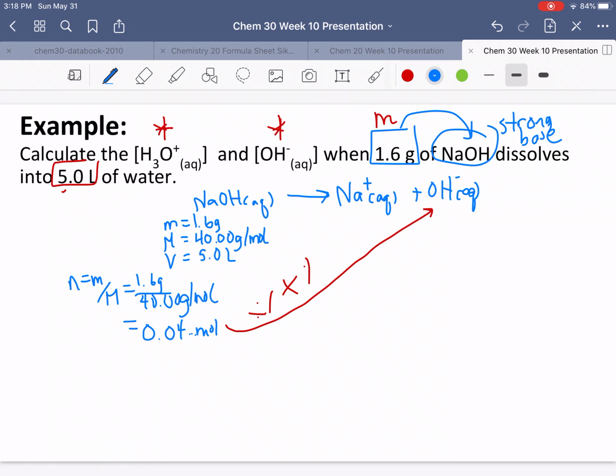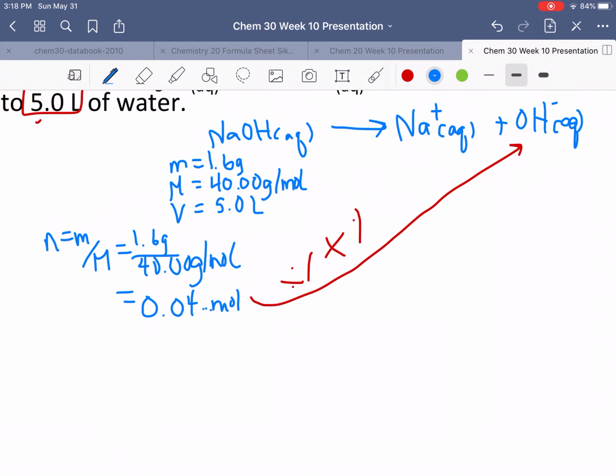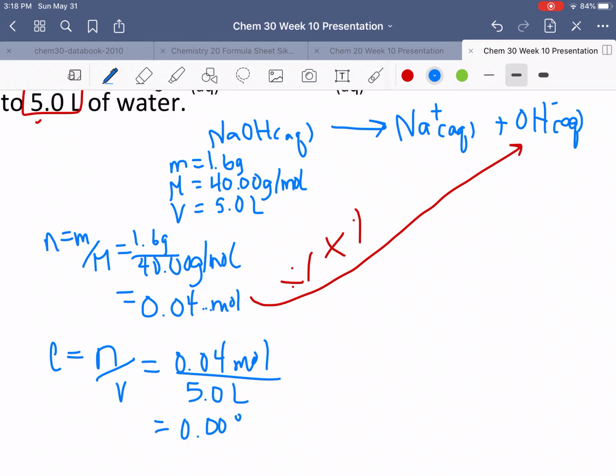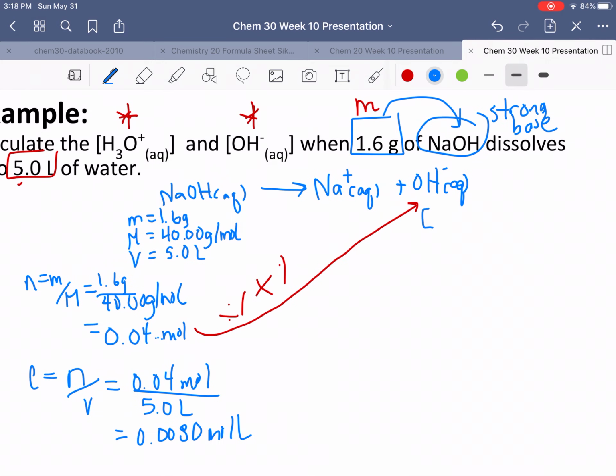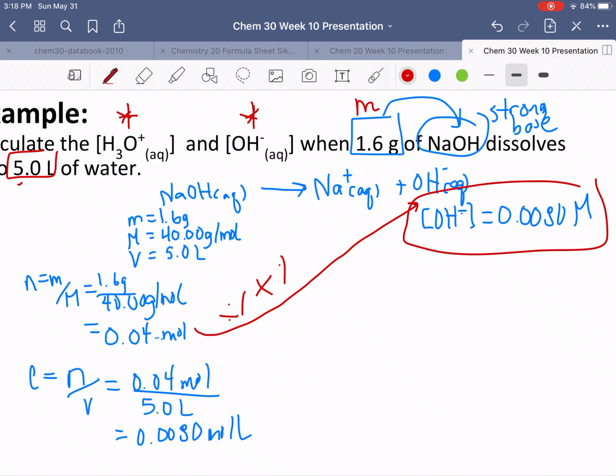Now, whether you calculate concentration now or calculate it after, it's going to be the same either way. So I'm going to do it over here. I've got room. c equals n over V equals 0.04 moles divided by our 5.0 liters. And we're going to get a total of 0.0080 moles per liter. Therefore, one of our questions has just been answered. The concentration of hydroxide is equal to 0.0080 molarity. There we go.